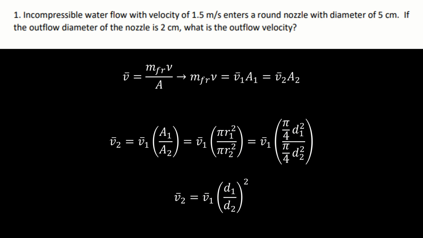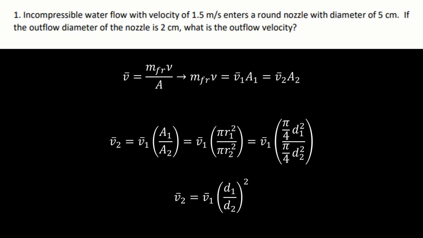And just to simplify our time, to avoid doing a conversion, if we're already given the diameter, then the radius is simply the diameter divided by 2, therefore the radius squared would be d squared over 4. And what's nice is, for both areas, when we take two areas divided by each other, that pi over 4 cancels out, and we're just left with the first diameter squared over the outlet diameter squared.